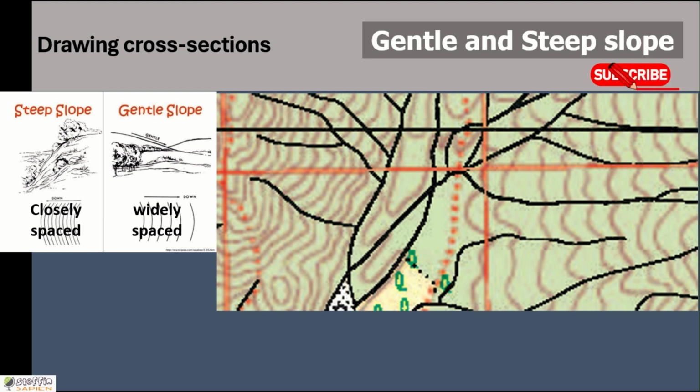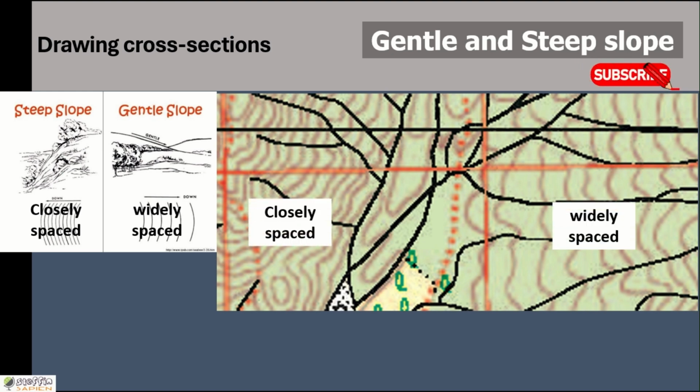Look at this contour map or the map extract. The left hand side has closely spaced contours, whereas the right hand side has widely spaced contours. So you must have understood now that the left side is a steep slope and the right side is a gentle slope. Next one is a hill or a conical hill.